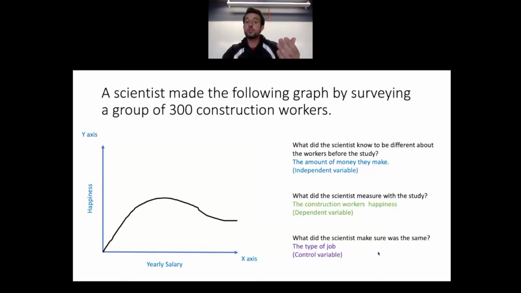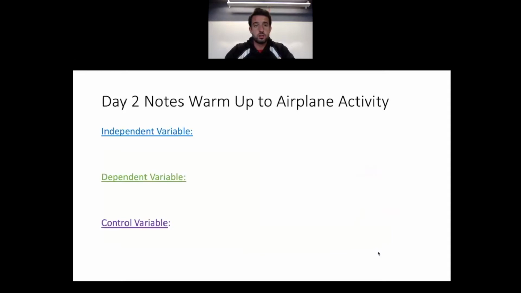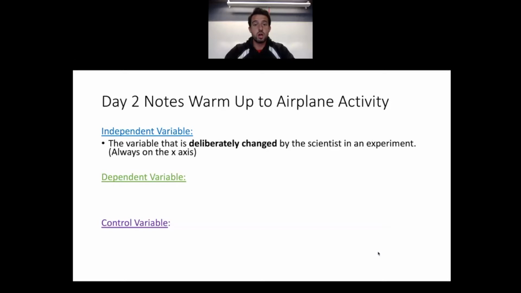Cool. So these are the three terms we're going to talk about today: independent, dependent, and control variable. Here's the definition for independent variable. An independent variable is something that is deliberately changed by a scientist in an experiment. So this is the variable that we know to be different.